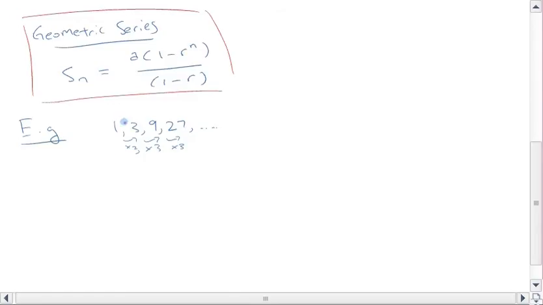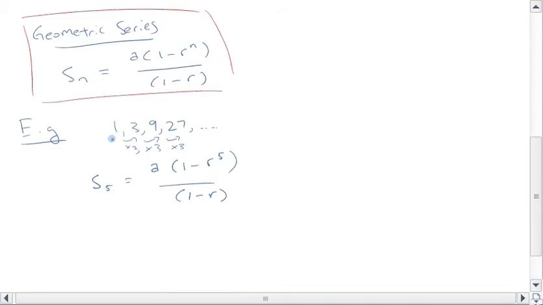So Sn is this thing up here, so let's just plug 5 in for n. So S5 is A times (1 minus r to the power of 5) divided by (1 minus r). Now all we need to do is work out what r is and what a is, plug those numbers in, and we'll be ready to go.